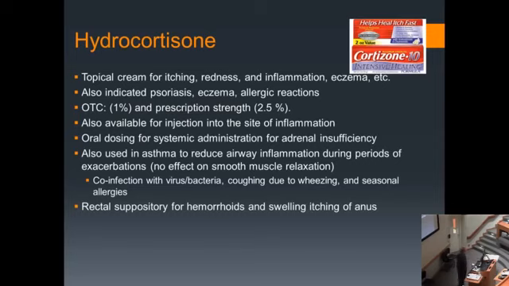Hydrocortisone, we've all taken hydrocortisone, right? Poison ivy, a tick bite, a mosquito bite, eczema, psoriasis, whatever. It's over the counter. There's a picture of it. It's a topical cream. You can use it for itching, redness, swelling, and so forth. It's available OTC at 1%, and you can also write a prescription for it, getting 2.5 or 3% hydrocortisone.